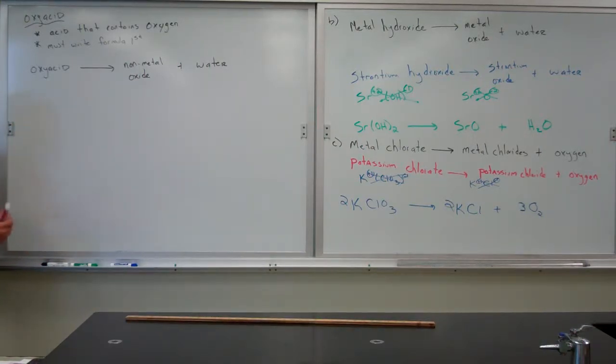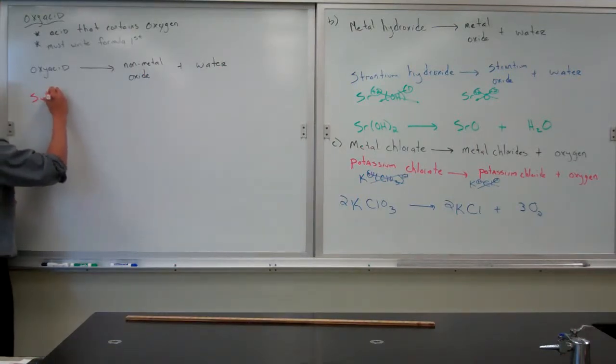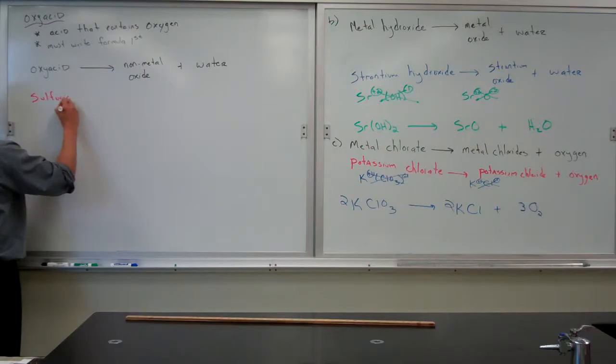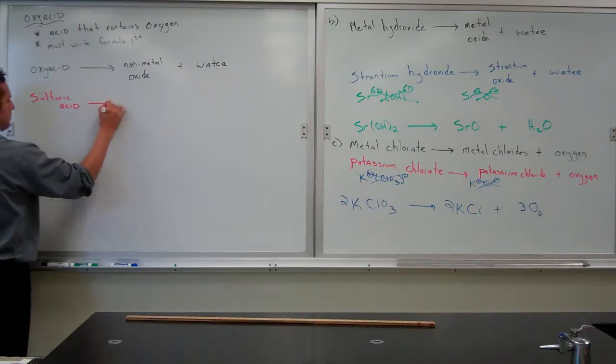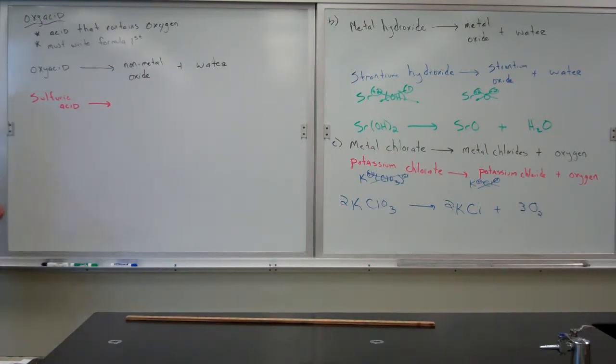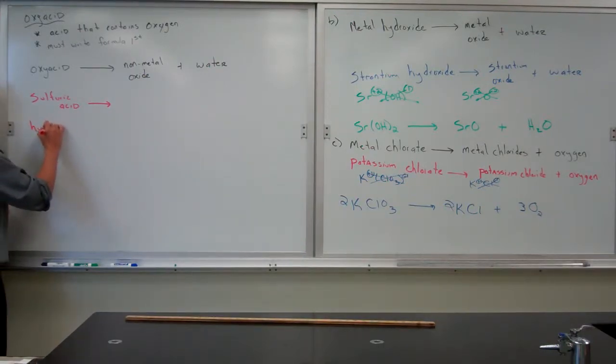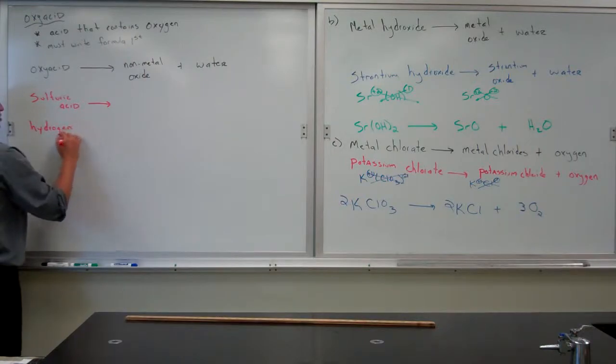For instance, say we were working with sulfuric acid. Sulfuric acid is an oxy acid. So the first thing I'm going to do is get it out of, because it's a decomp, and the checklist you're going through is: is it a carbonate? No. Hydroxide? No. Chlorate? No. You get it into the old name, which means this would be hydrogen sulfate.